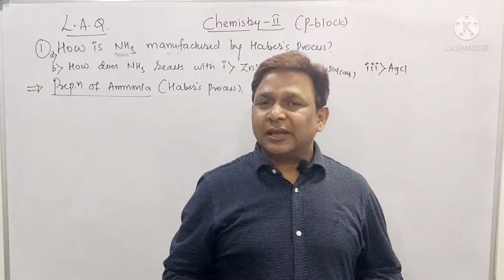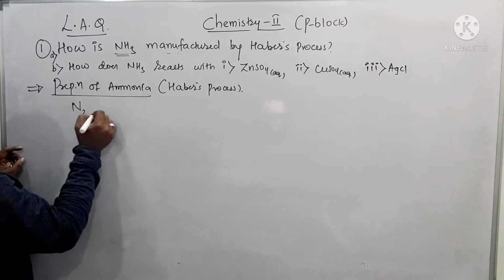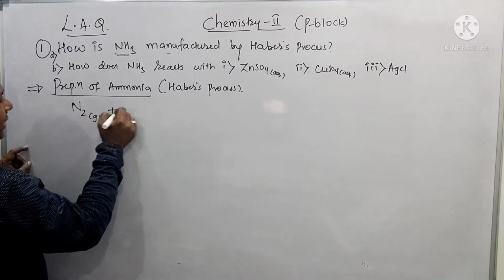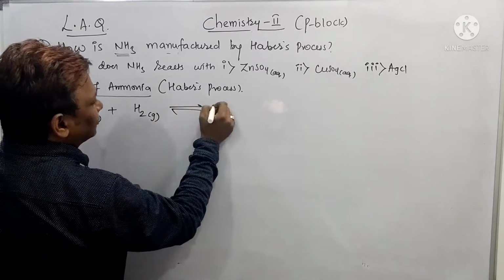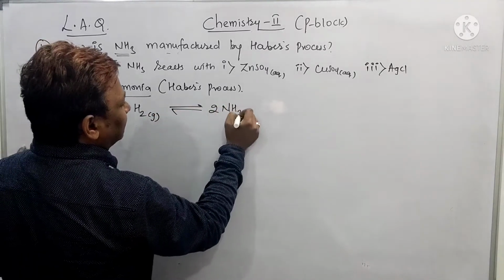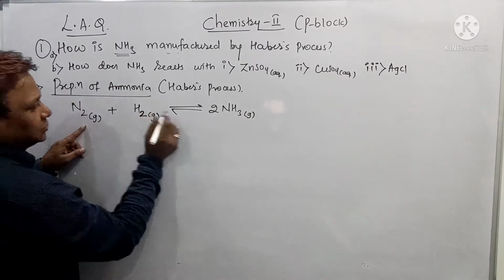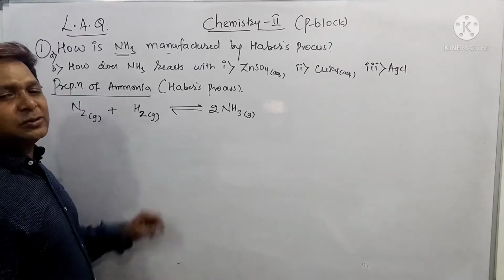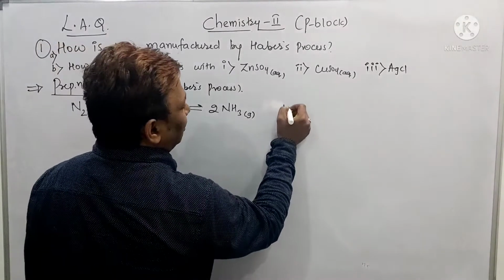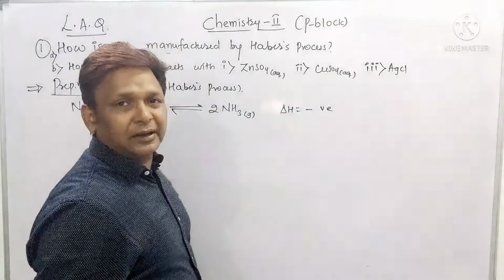Do you know beta what is the Haber's process? Haber's process means the process where N2 gas combines with H2 gas, with a half-headed arrow, giving 2 moles of ammonia in the form of a gas. Nitrogen combining with hydrogen gives rise to ammonia. And you know beta, the process is an exothermic process, so heat energy is liberated. Delta H is negative.